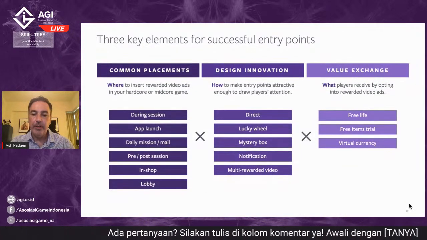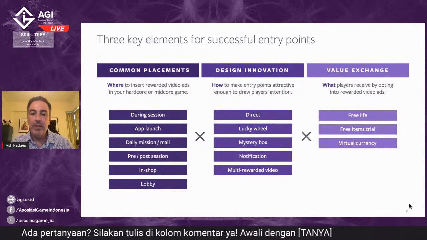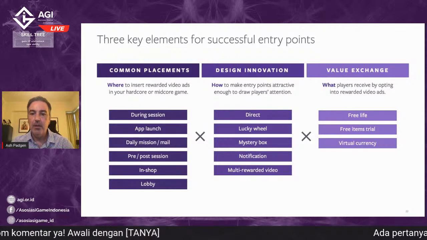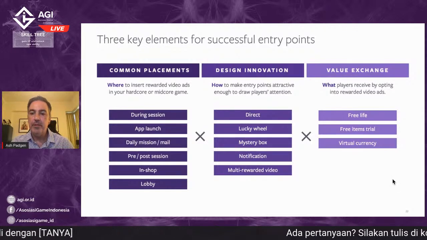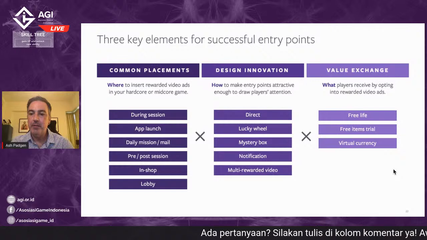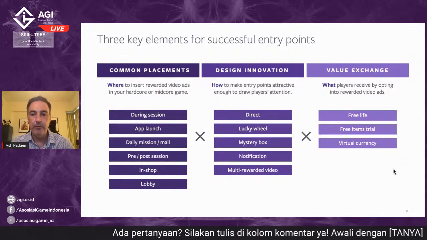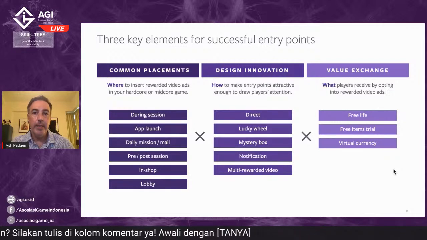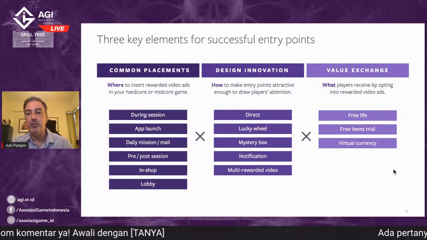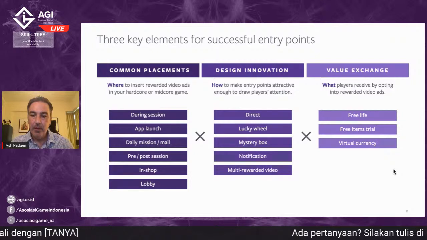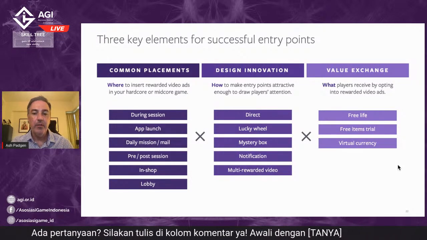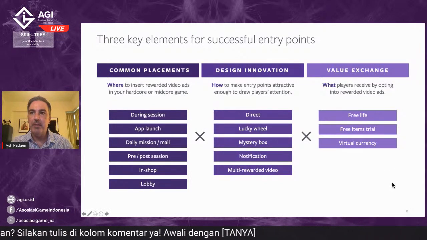The right entry point for your game is a combination of these 3 pillars, as you can see in this chart. Rewarded video performance and quality of player experience relies on your own successful formula of these 3 elements within the design, in-game economy, and user interaction of your own game. Next, we'll look at some examples to inspire you on what, where, and how to insert rewarded video ads into your game.